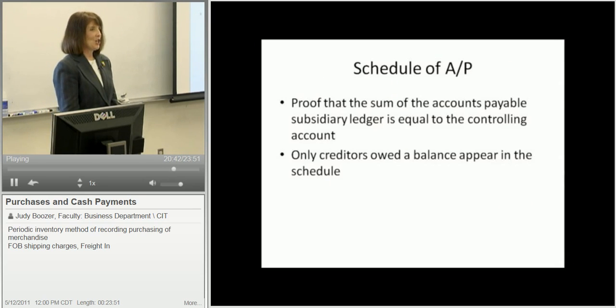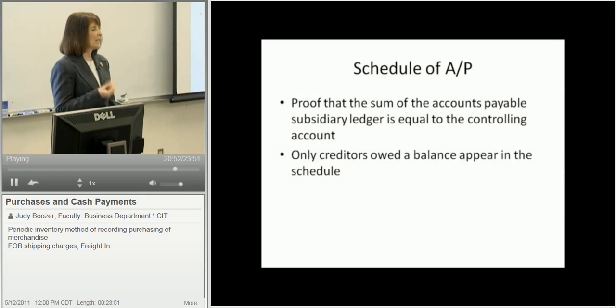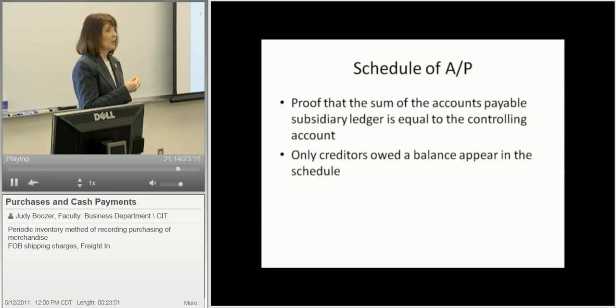And just like last chapter, we did a schedule of accounts receivable. This time, we're going to do a schedule of accounts payable. And what is that going to include? A list of all vendors and their balances. All vendors with balances only. If you don't owe a vendor, you don't have to list them on the schedule of accounts payable. Only those vendors with balances, or only those companies you owe money to.